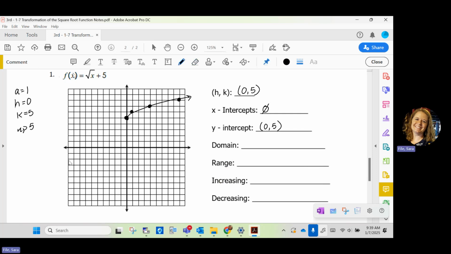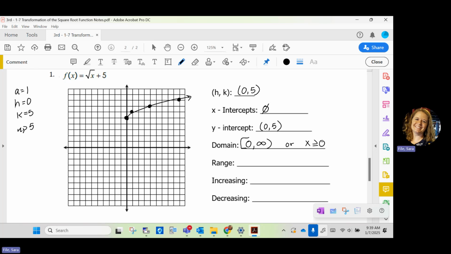What is the leftmost x value? 0. And the rightmost? Infinity, right? That arrow means it's going to go to infinity. So the domain did not change from the parent function. You could still write it as x is everything greater than or equal to 0.